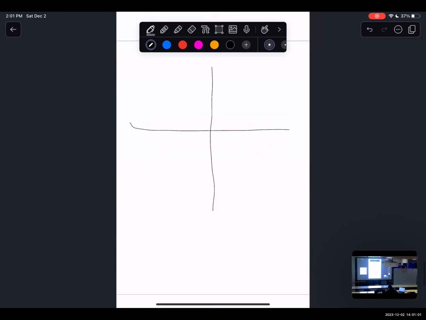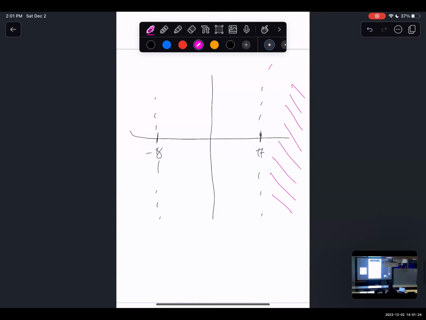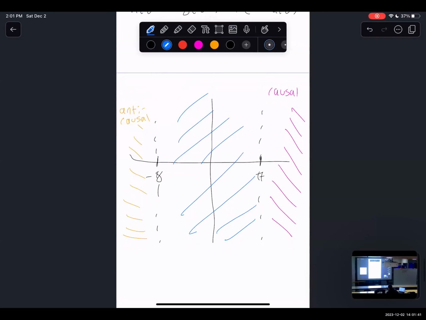So let's imagine that there are two poles. Let's call this minus 8 and plus 7, right? So there are three possibilities for the ROC. And once again, the reason we need to find the ROC is because we need to know which property to use. You're going to see two replicates of the same property, and they're going to have different ROCs. So if we tell you the system is causal, that means that your ROC will be to the right of the rightmost pole. And if we tell you that the system is anti-causal, it's going to be to the left of the leftmost pole. Okay? And if we tell you that it's stable, it's going to include the imaginary axis, right?